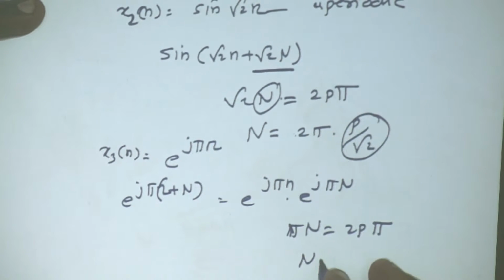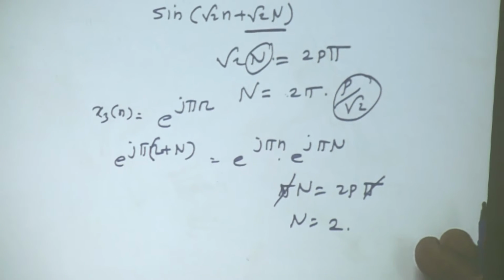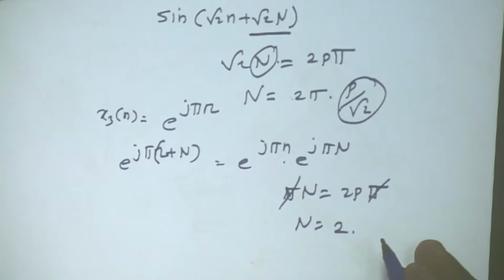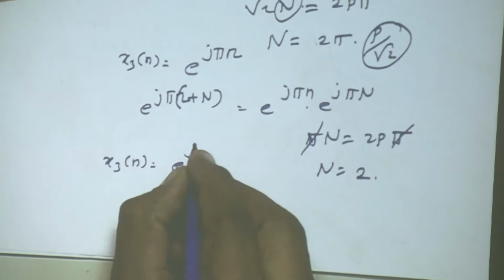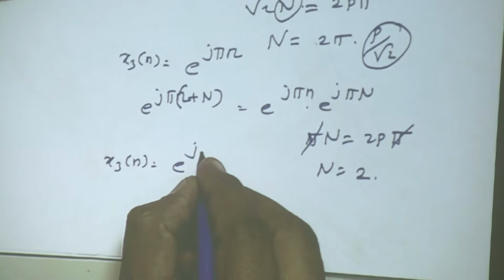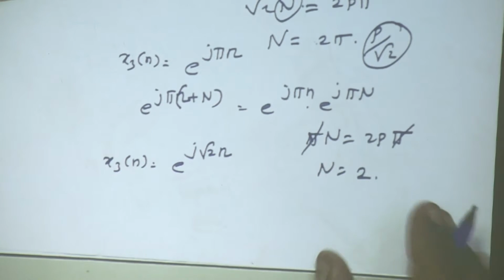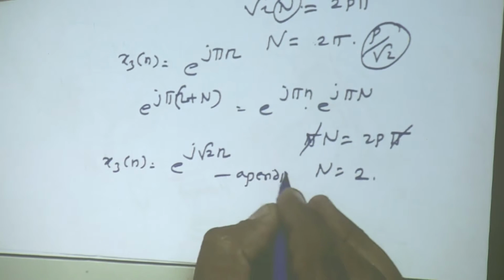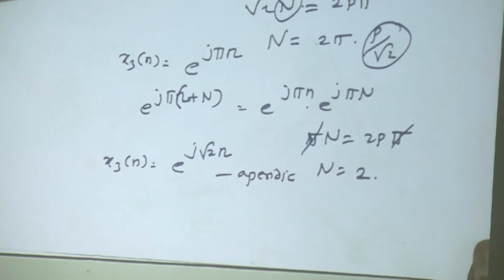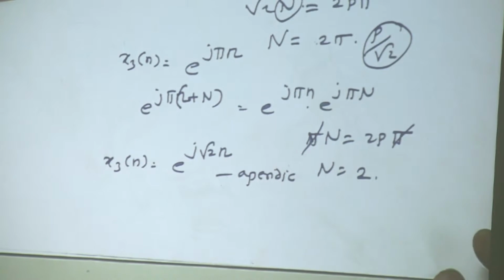So in this case pi cancels, it is 2. The smallest value of p is 1. So the periodicity here is 2. e to the power j pi n is periodic. Tell me x3 of n is equal to e to the power j root 2 n once again. Obviously it's aperiodic. So you can now check signals for their periodicity and aperiodicity.